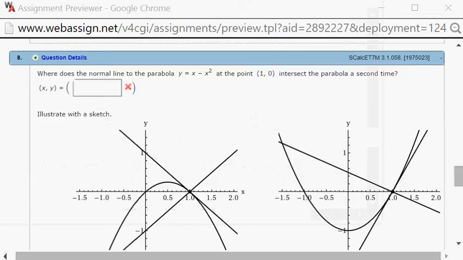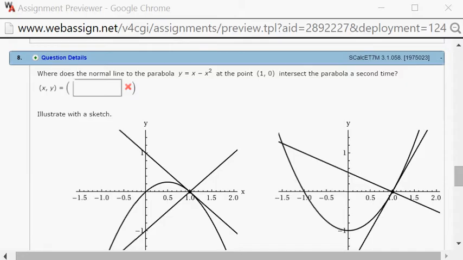Alright, let's look at Hallmark 3.1, problem number 8. We want to know where the normal line to the parabola y equals x minus x squared at the point (1, 0) intersects the parabola again. So let's do that. We need to find the equation of the normal line.